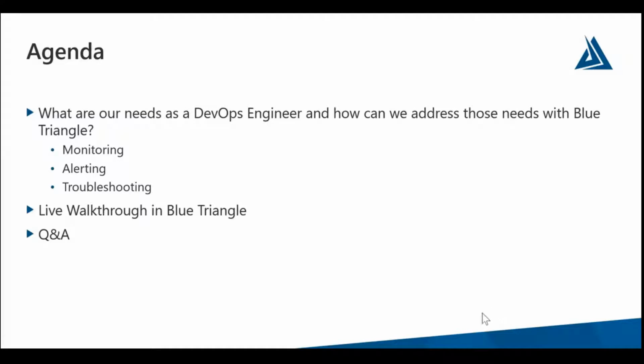So today's training is really going to be centered around trying to answer this question, which is what are our needs as a DevOps engineer, and how can we use Blue Triangle to address those needs? And I've broken this down into three categories. I know that DevOps entails various things, but I think focusing in on these three categories is really the heart of what we're going to need from a digital experience monitoring tool like Blue Triangle.